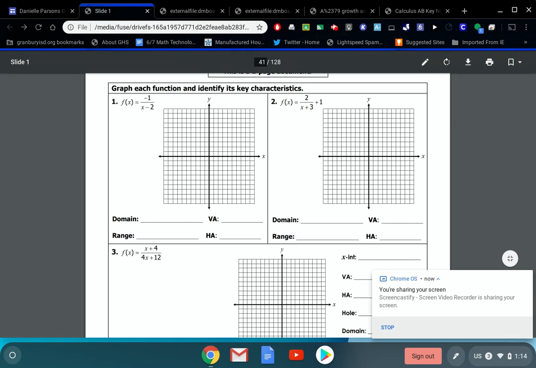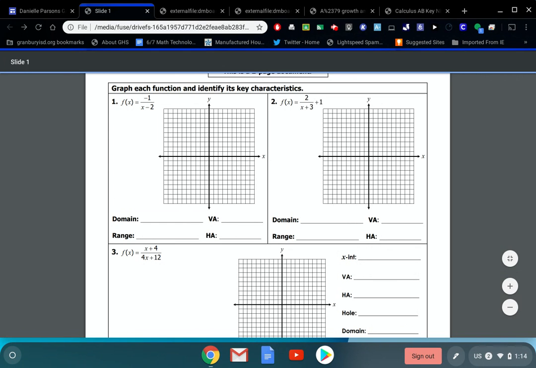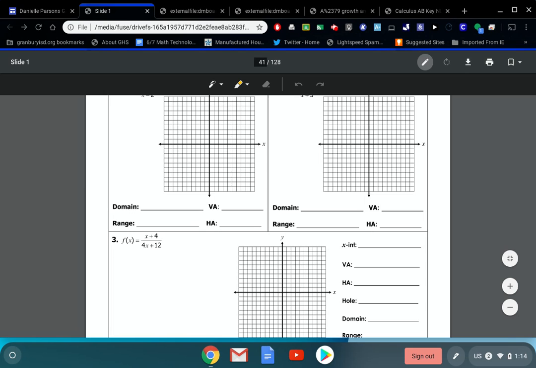Hey, you asked me how to graph number one. Okay, so I just want to quickly show you how to do that. Let me wait for this thing to load up.